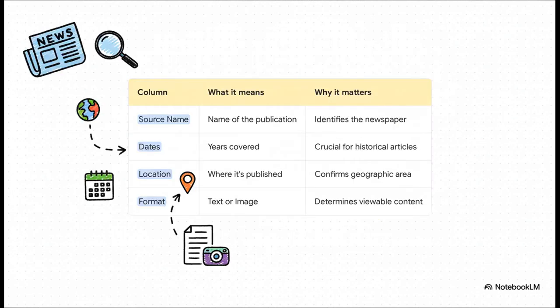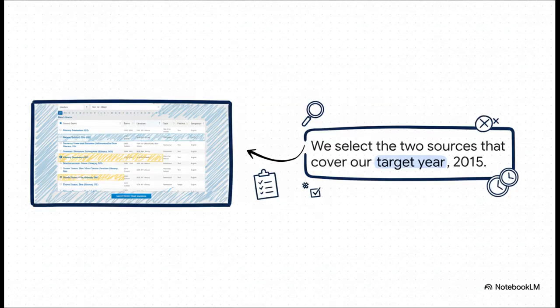Okay, let's break this down. You see all these columns, source name, location, format, they're all useful. But for our mission, the most important column is dates. This is the one that tells us exactly what years are covered for each paper. And since we're looking for something from 2015, we can just ignore anything that doesn't cover that year. See, that leaves us with just 2 perfect candidates, the Albany Examiner and the Times-Union. So we'll select those 2, and we are ready for the next step.